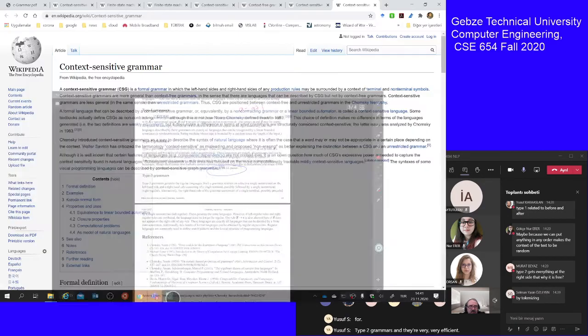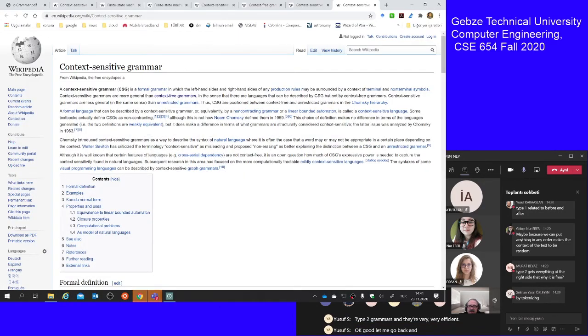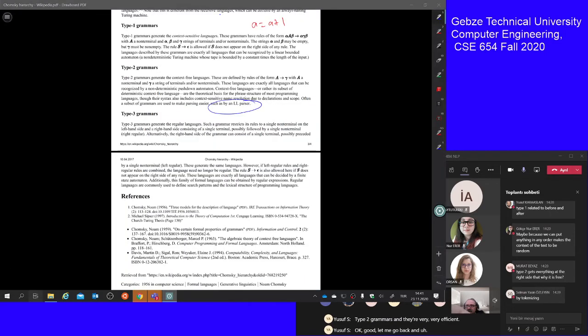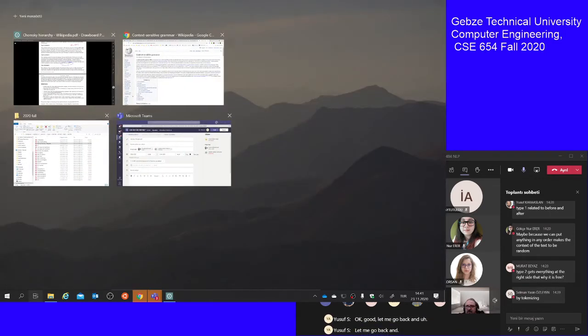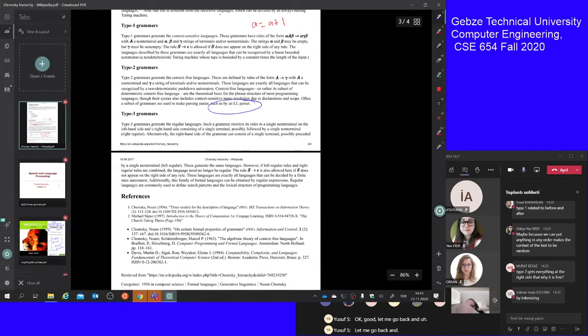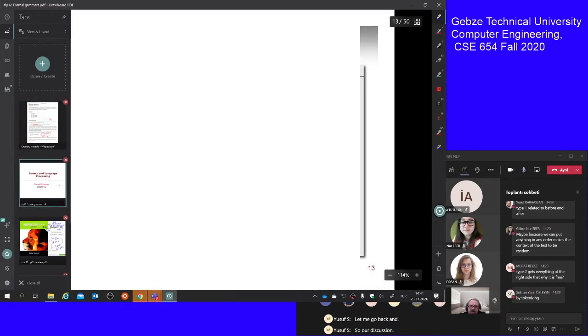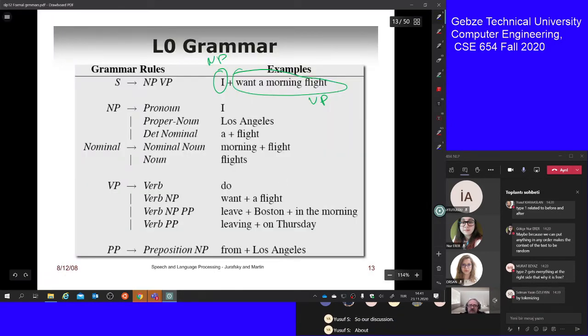Okay, good. Let me go back and do our discussion about natural languages. So this is one grammar for English. Of course, this grammar for Turkish doesn't work. And this is maybe a small part of the whole English grammar.